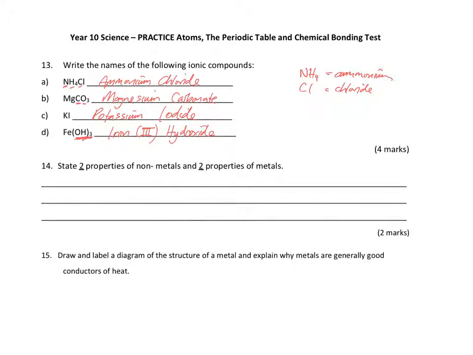Question 14. State 2 properties of non-metals and 2 properties of metals. I'm going to have metals here. Ductile, meaning I can stretch it out. Malleable, meaning I can hammer it down. That's how blacksmiths deal with it. Ductile, malleable, conduct heat, conduct electricity. You could talk about usually solid, mostly solid at room temp. Okay, but any 2 of those is fine.